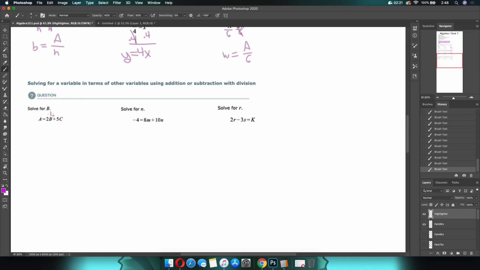Solve for b. And this is where you start to realize that one side of your equal sign is going to get a little bit ugly. So first thing we do, this is still PEMDAS in reverse. So PEMDAS, and we're going in reverse. So we're starting with our addition and subtraction. So we're going to be minus 5c, minus 5c.